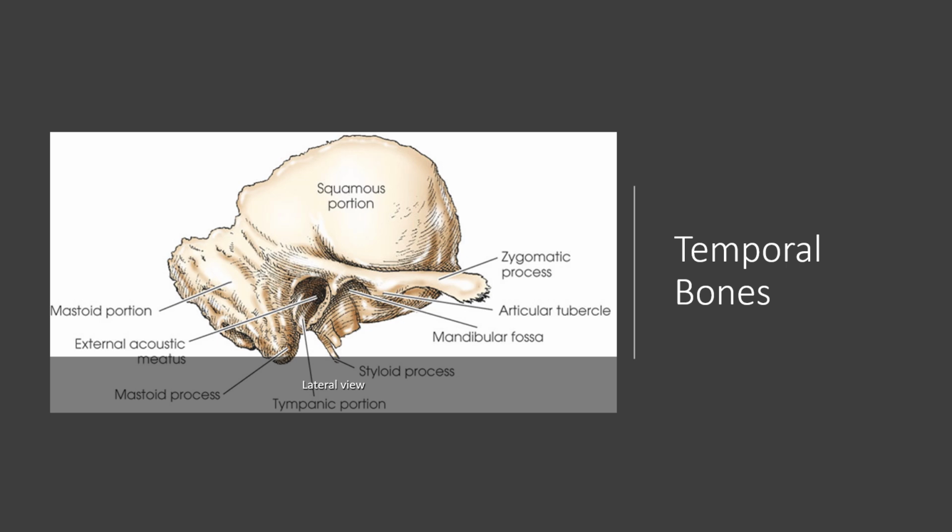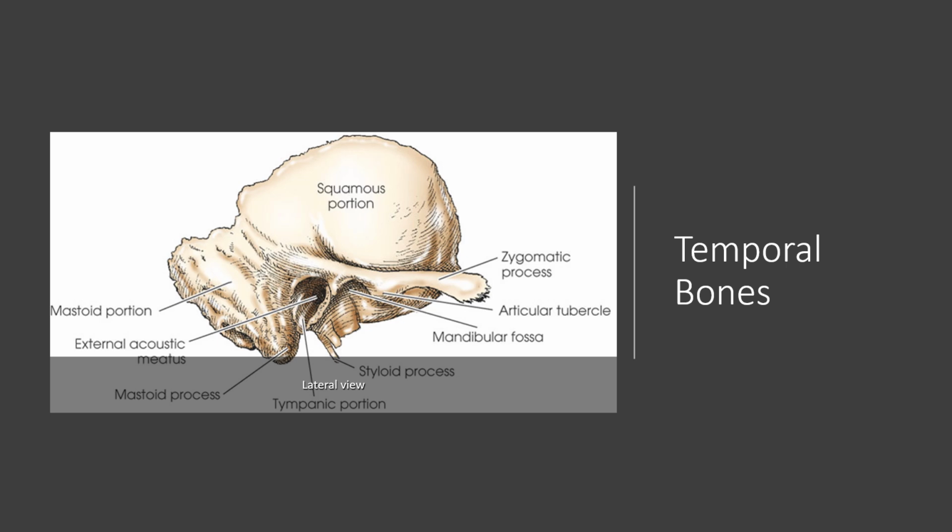So you guys are familiar with the EAM. You might be familiar with the zygomatic arch. The mandibular fossa is the location of the TMJ, the temporomandibular joint. There's a styloid process, and the tympanic portion. The tympanic portion refers to the eardrum. The mastoid process, or the mastoid tip, we already touched on when we positioned for the AP open mouth cervical spine.